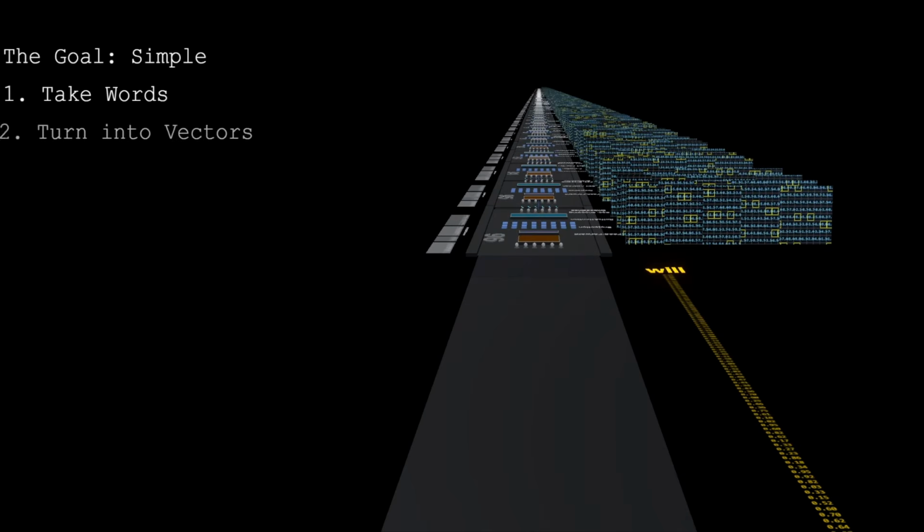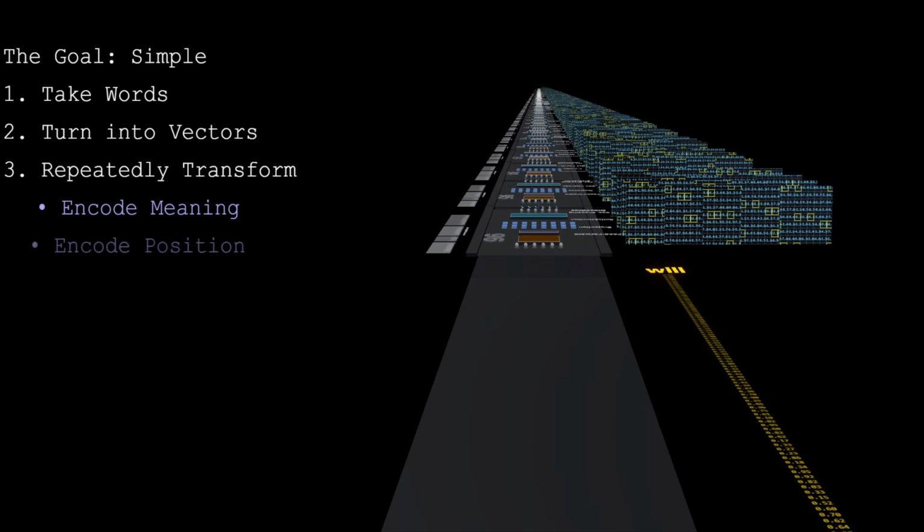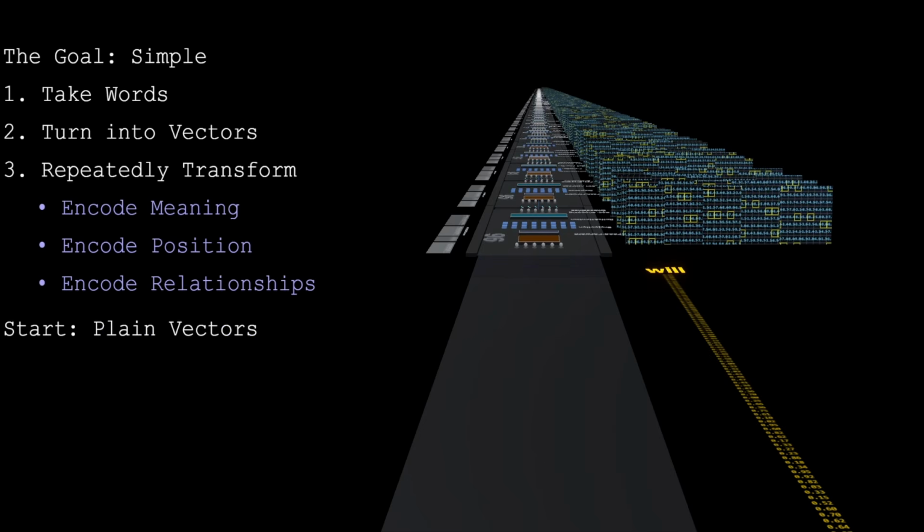The goal of this whole system is actually pretty simple. Take words, turn them into vectors, and repeatedly transform those vectors until they encode what the words mean, where they appear, and how they relate to everything else in the sentence. We start with plain vectors that barely know anything. We end with vectors that are packed with context.